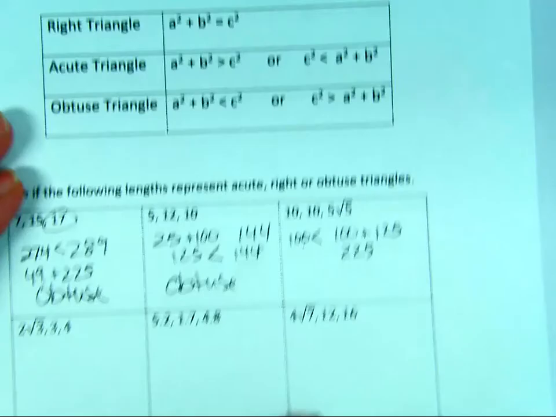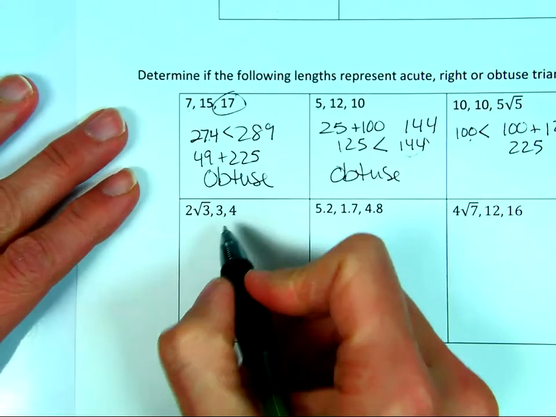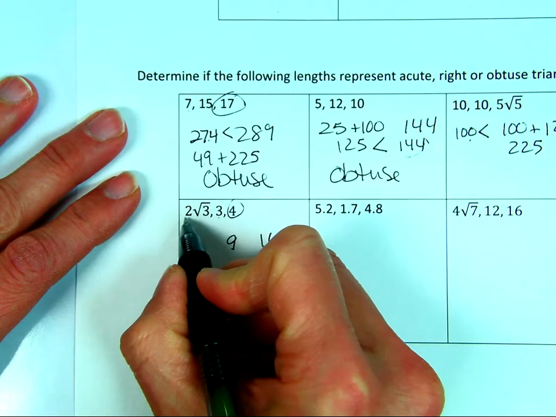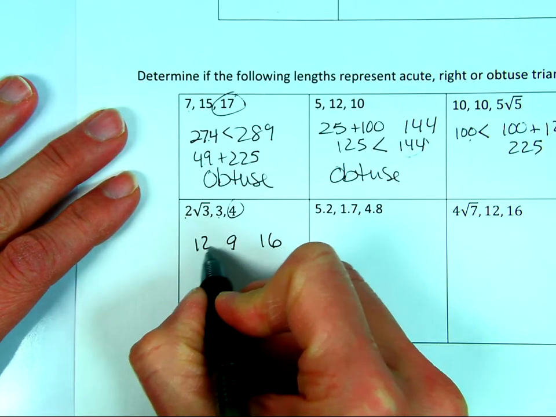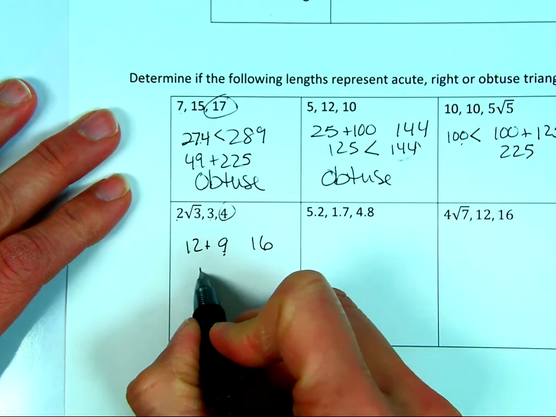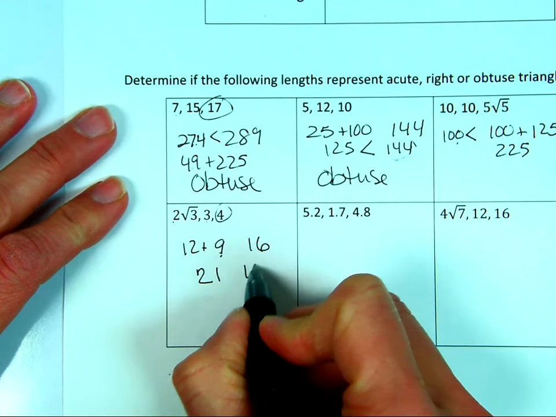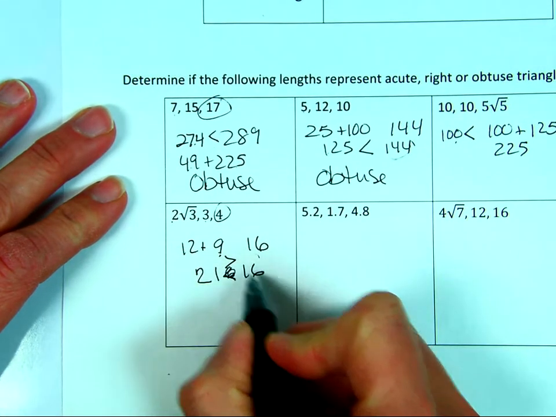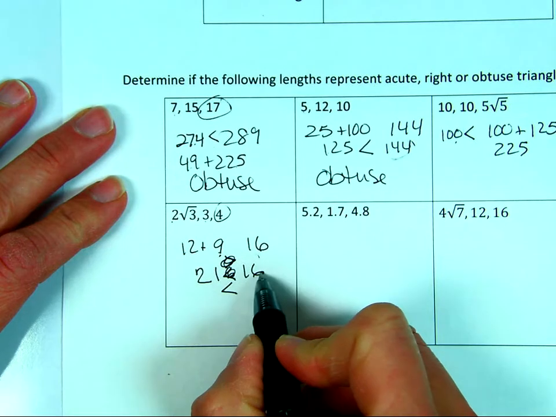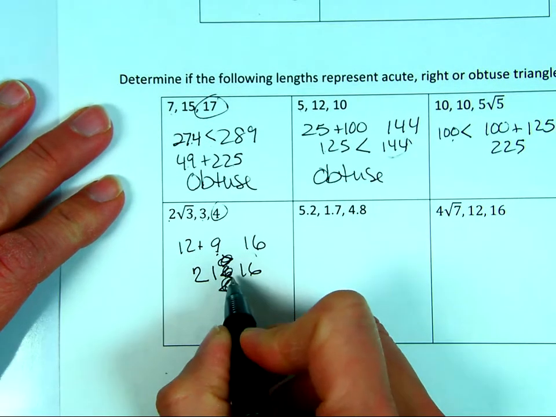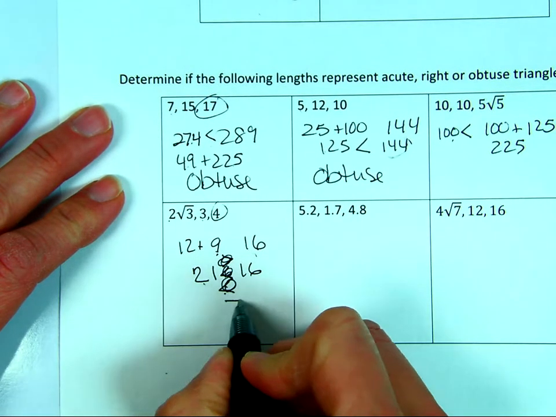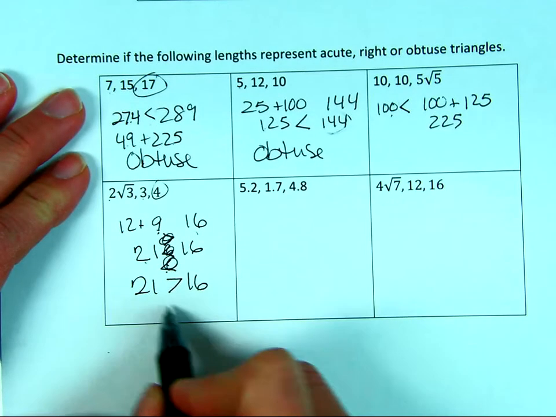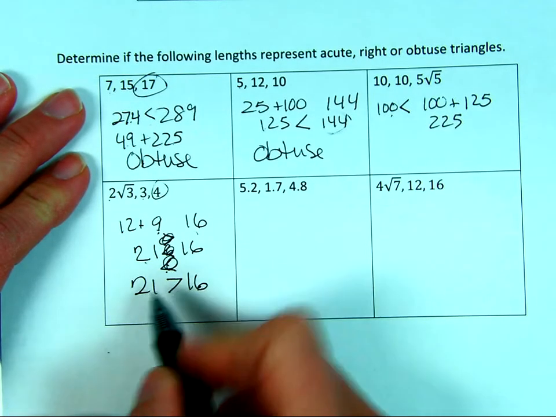All right. This one right here, this is the longer one, so that's the 16. And I'm going to square those. Remember that squared is 4 times 3, which is 12. So 12 plus 9 is 21. So the c squared, sorry, that's wrong. No, that actually was right, sorry. Oh my goodness, Mrs. Carter is making lots of mistakes. 21 is bigger than 16. Yikes! So when the c squared is smaller, then that's going to be acute.